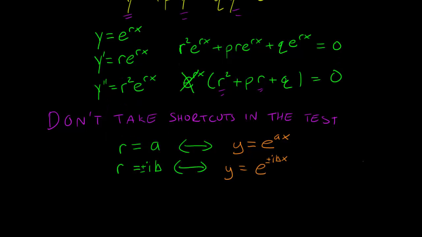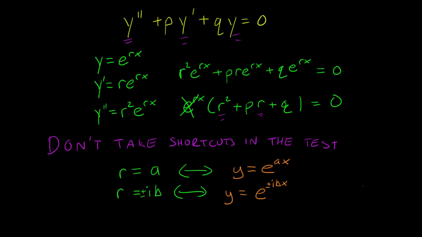And if r equals plus or minus ib, where i is the square root of -1, and also note that the plus ib and minus ib always come in pairs. That's because of how the quadratic equation is written. We can plug in the r to get y equals e^(±ibx). This solution actually works if you plug it in to the differential equation. That's fine. However, we typically want to avoid complex solutions, so we have to try to rewrite it somehow.